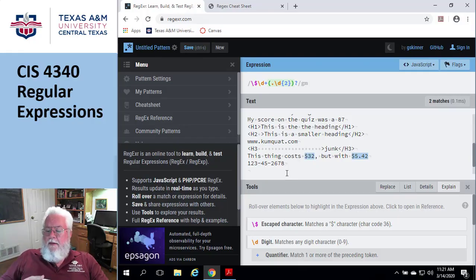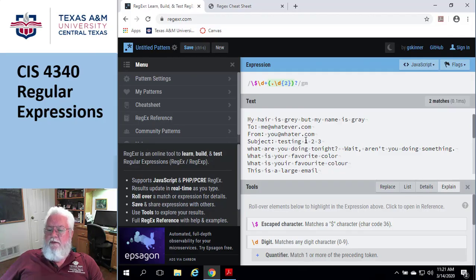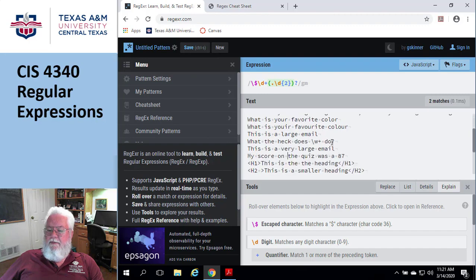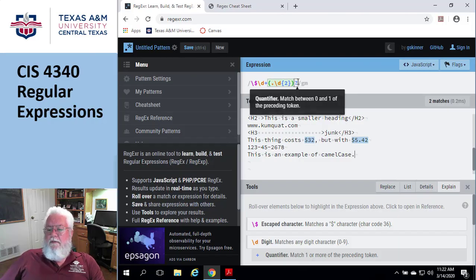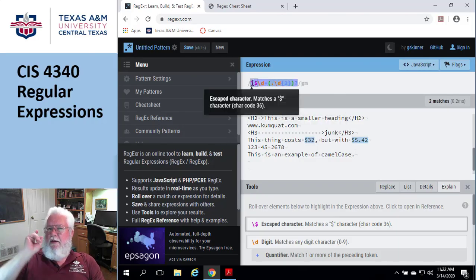So let's go back and find all words that start with a capital letter. And I'm going to have to put something in here to mess things up. So I'm going to say, this is an example of camel case. Okay, cool. So if I want to find all capitalized words.